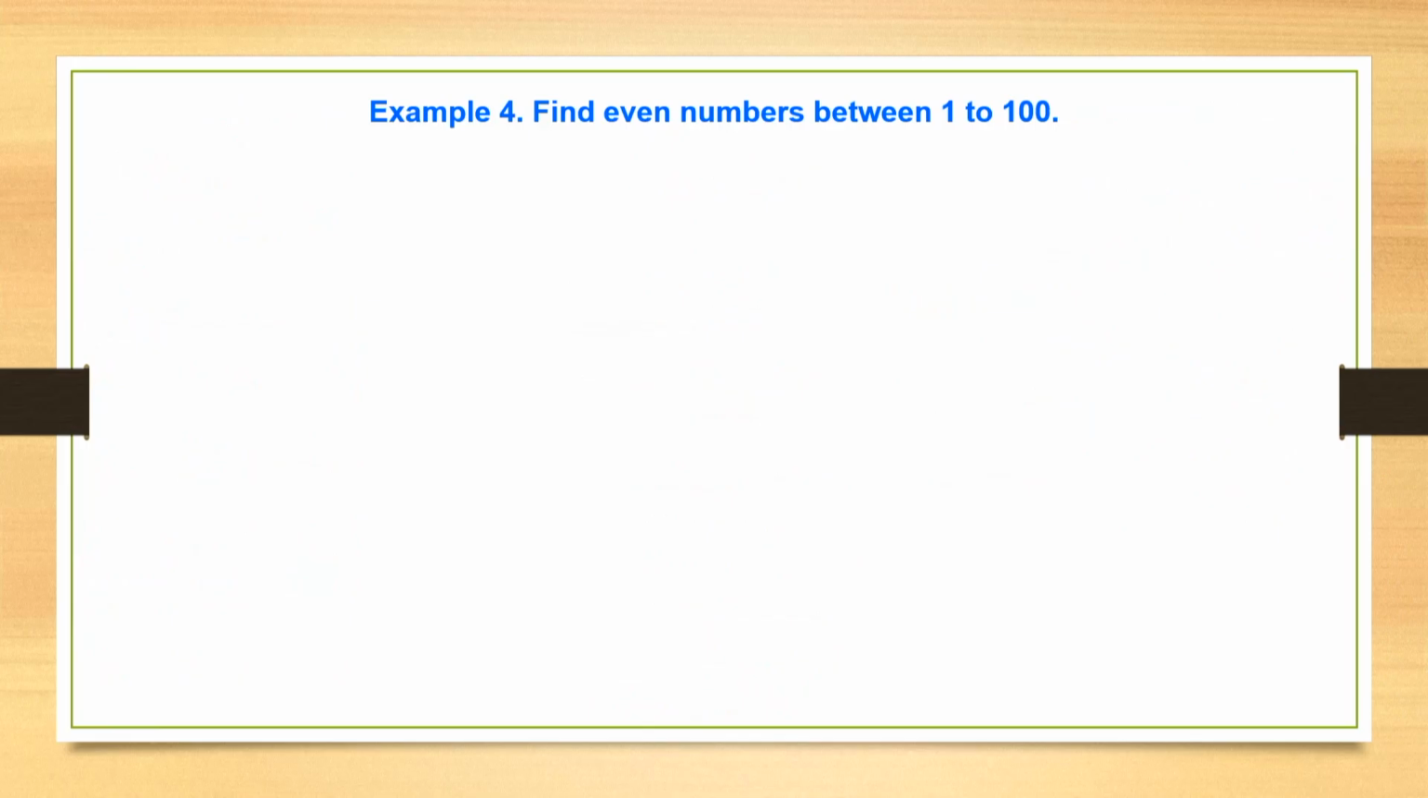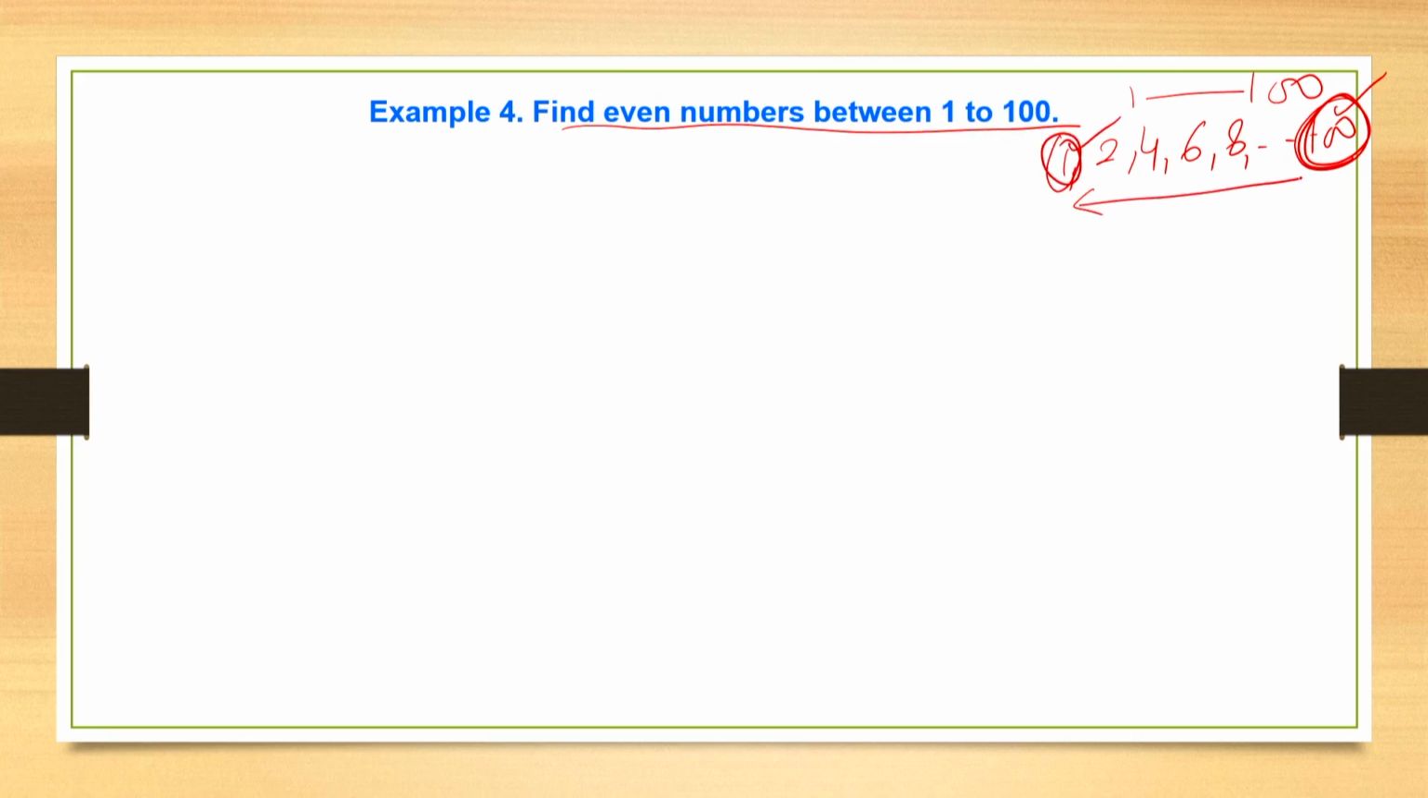Okay, let's do another example. Here you have to write an algorithm and draw a flow chart for finding even numbers between 1 to 100. So it means your range is from 1 to 100. What are the even numbers between these? Obviously it is 2, 4, 6, 8 and so on. And here you have to stop when 100 comes, and you have to start from the 1. So this is the range of numbers that you have to print.